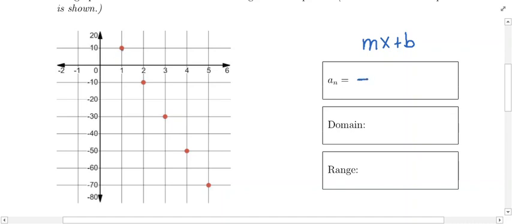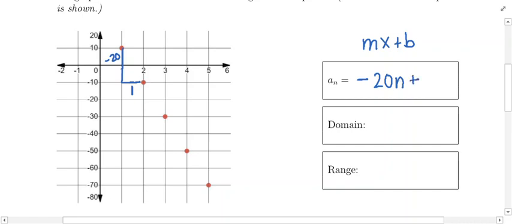So I'm going to do the rise first. I need to go down 2 units here, but that's really 20 units because you're going from 10 to negative 10. So this is down 20, and then you're going over 1 unit here. So this is going to be negative 20. We're not going to use x. You have to use n for your sequence. So negative 20 times n.